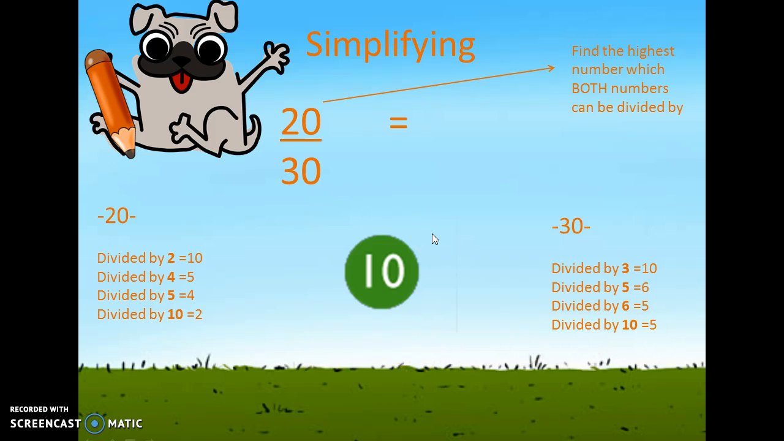So we simply would divide 20 and 30 by 10. What do you think our new fraction would look like? If you said 2 over 3, you're right. Because 20 divided by 10 is 2, and 30 divided by 10 is 3.